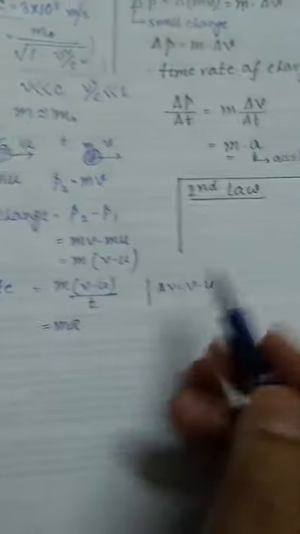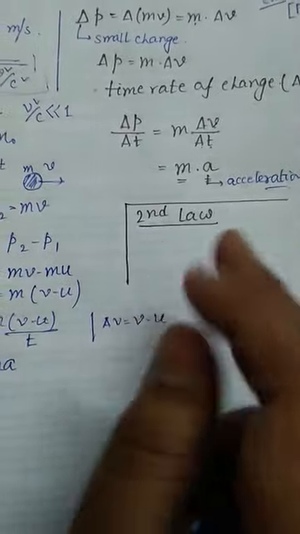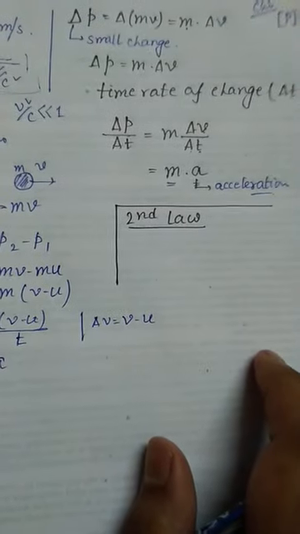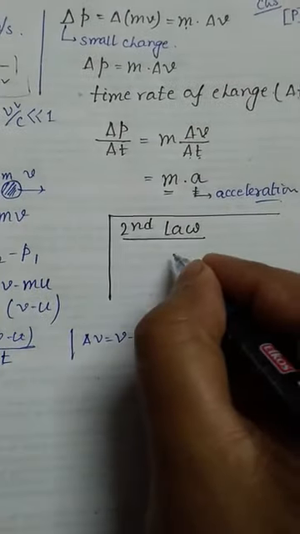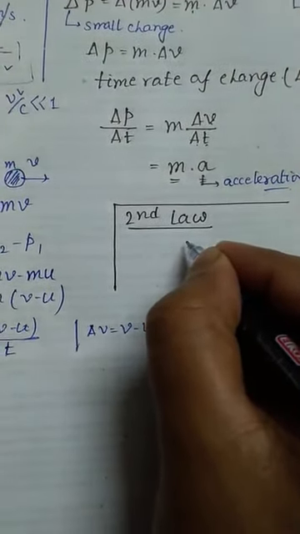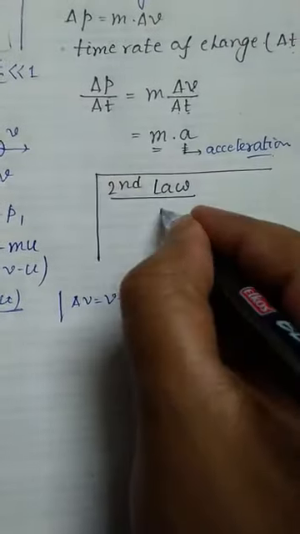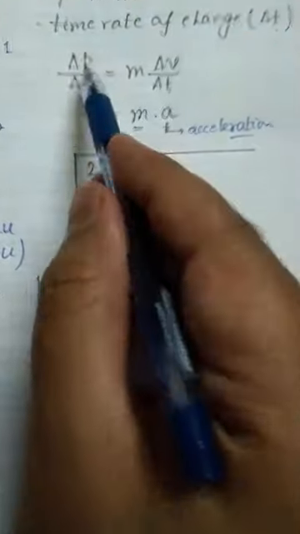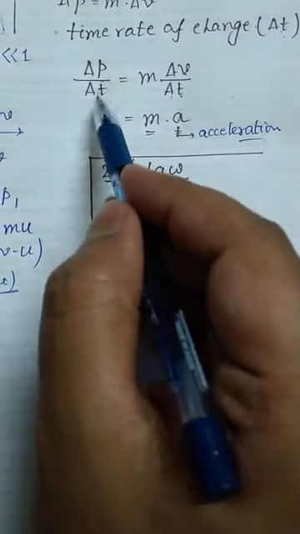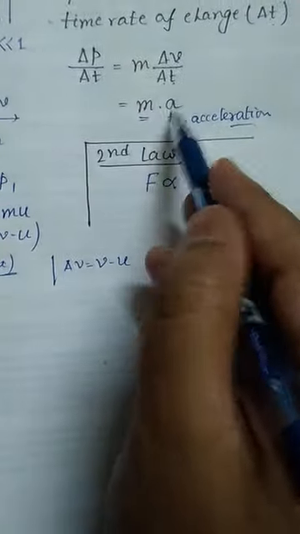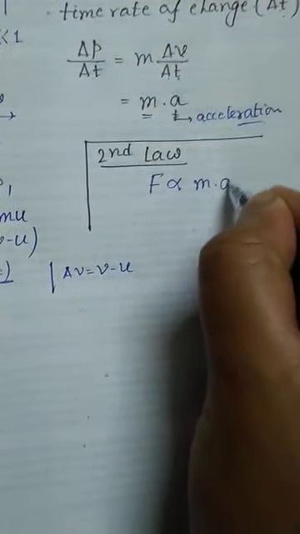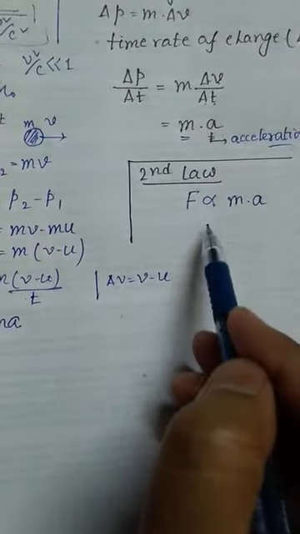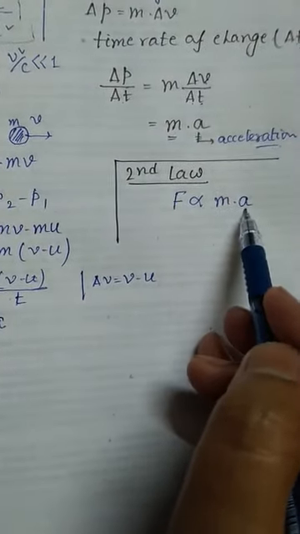That means the rate of change of momentum of a body is proportional to the applied force. So if that is proportional to the rate of change of momentum, rate of change of momentum means m into a. Is it clear? So rate of change of momentum is basically m into a.